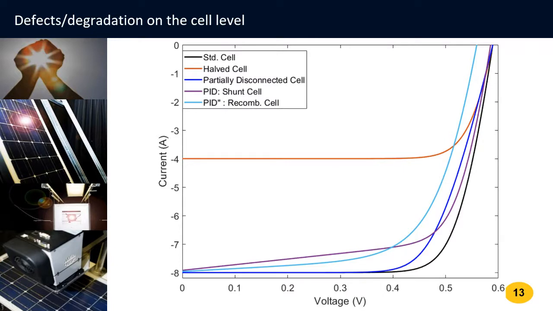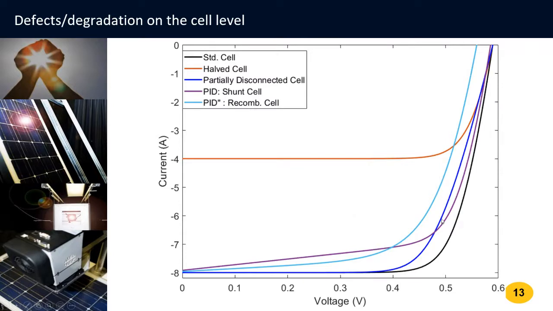If you look at the orange one, I've simulated a halved cell. In this case, say half the cell is disconnected, and therefore half the current will be produced within that cell when illuminated. That would act as a limiting factor in a module, and obviously has very negative effects such as reverse biasing, etc.